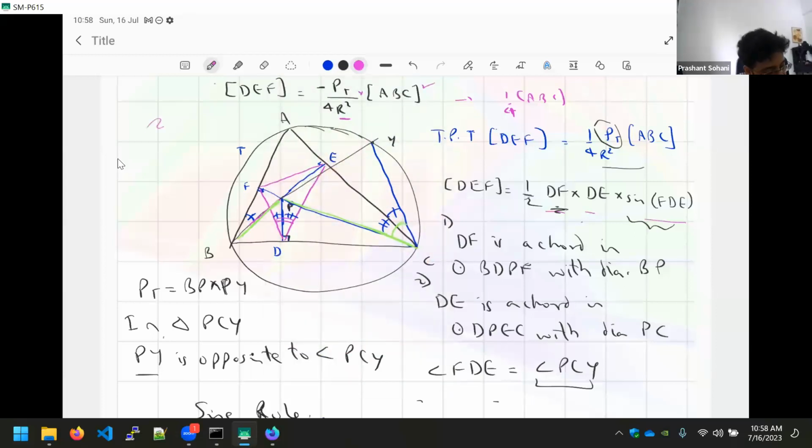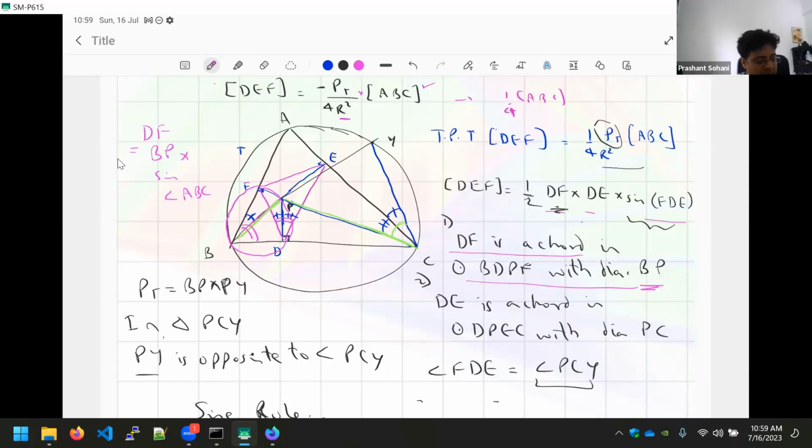For example, compare DF. DF is a chord in a circle whose diameter we know, BP. So can I relate the length of DF with BP now? DF will be equal to BP, which is the diameter of this circle, times the sine of the angle opposite DF. The angle opposite DF is this angle ABC, the angle of my original triangle. And so on and so forth.